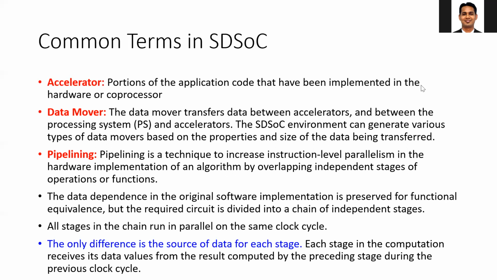So each stage in the computation receives its data value from the result computed by the previous stage during the previous clock cycle. Data processed by the read in this clock cycle will be processed by the compute in the next clock cycle. Data processed by the compute in this clock cycle will be processed by the write in the next clock cycle. This is how the data is passed from one stage to another.